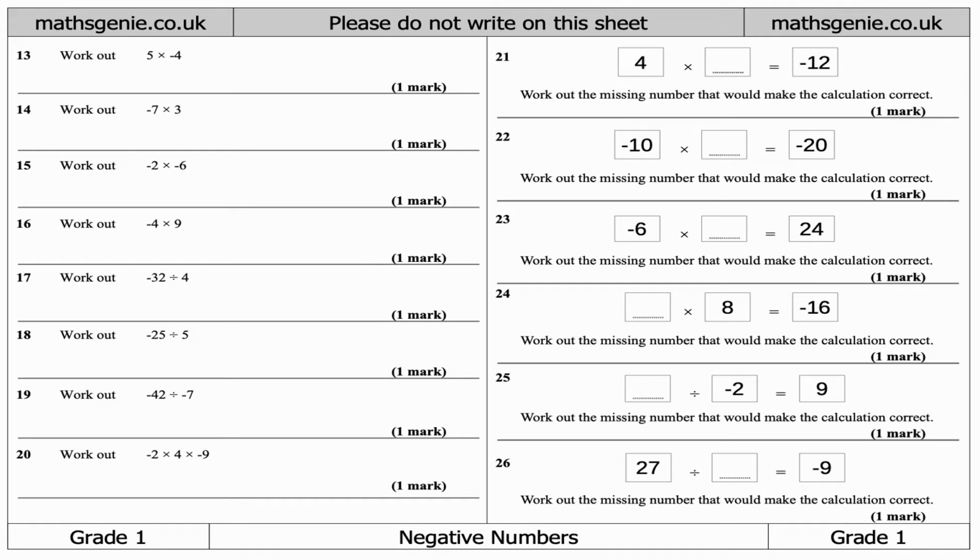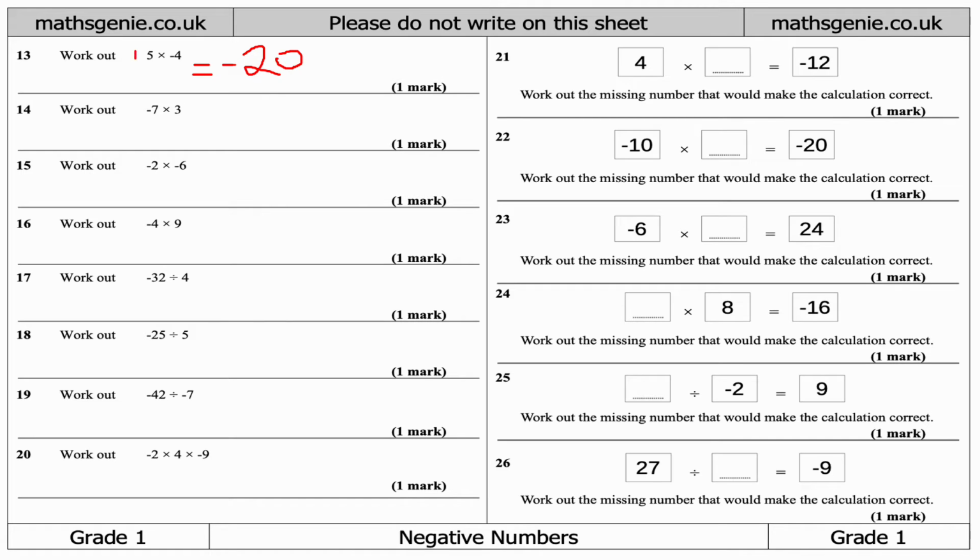Okay, we are now looking at question 13, guys. Work out 5 times -4. Now, in maths, if I have a positive number times a negative, the sign that I get as my answer is a negative. So 5 times 4 is 20, but it becomes -20.